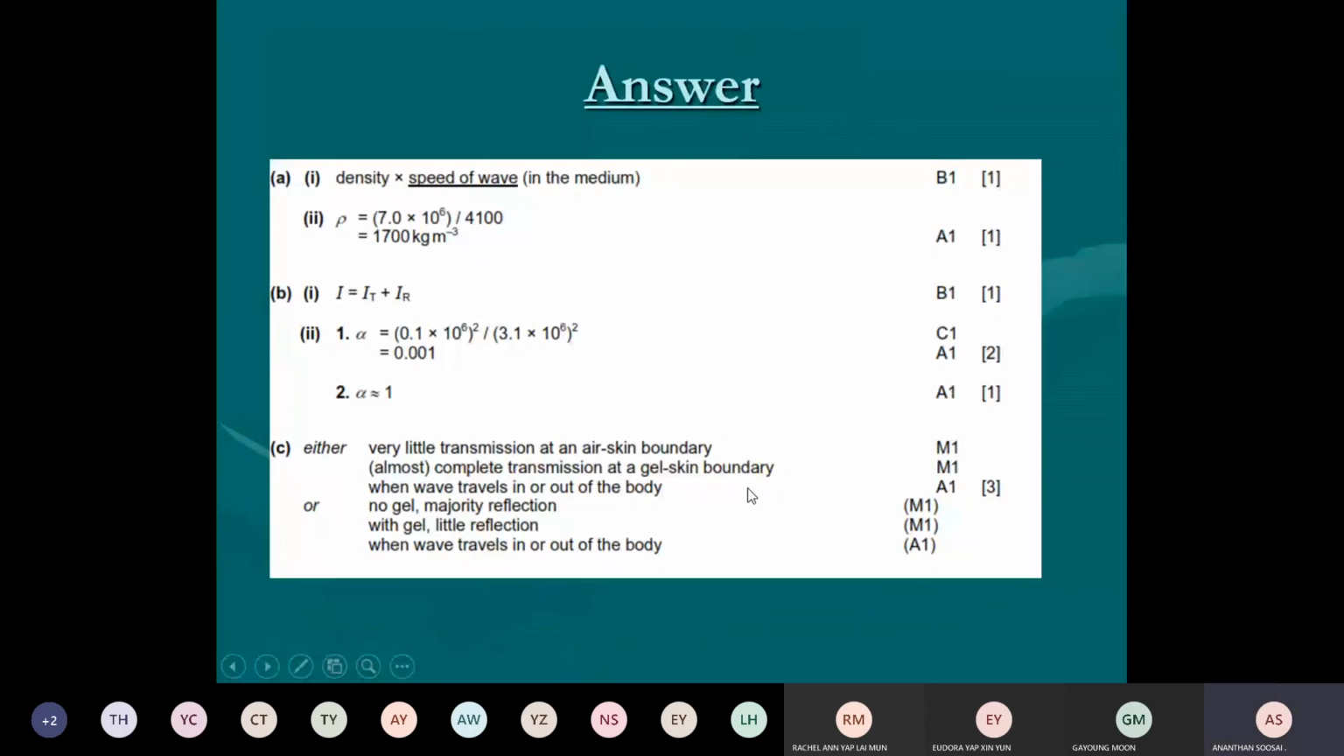Oh, that question is missing. Complete transmission is at the gel-skin boundary when the wave travels in or out of the body. No gel. So I think you can predict the part C question. Why do we need to use gel? Why do we need a coupling medium? With no gel, the majority is reflected. With gel, little reflection, so the wave can travel in and out of the body and penetrate it. With gel, less reflection and the majority is transmitted, so we can diagnose the organs inside the body.